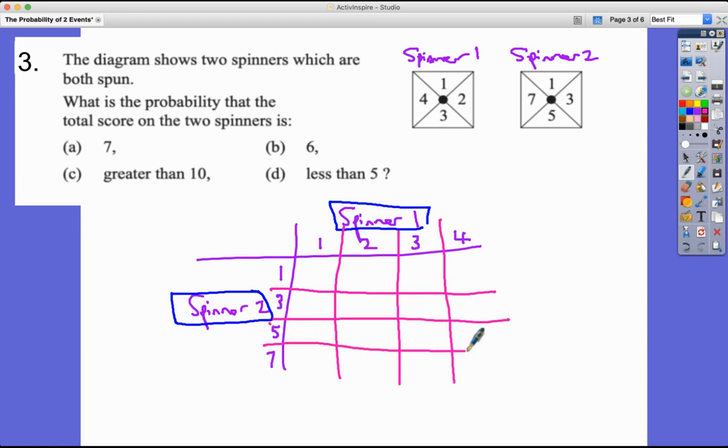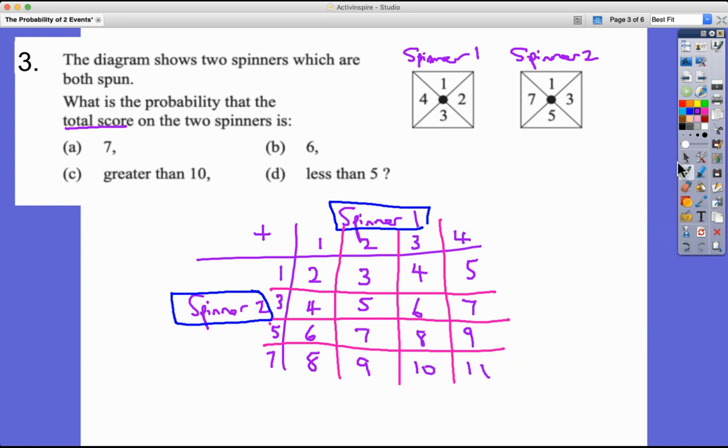And let's just double check the question. The total score, yes, so we're going to be adding them again. Okay, total score. So let's add. 1 plus 1 is 2, 2 plus 1 is 3, 4 and 5. We've got 4, 5, 6 and 7. We've got 6, 7, 8 and 9. We've got 8, 9, 10 and 11.